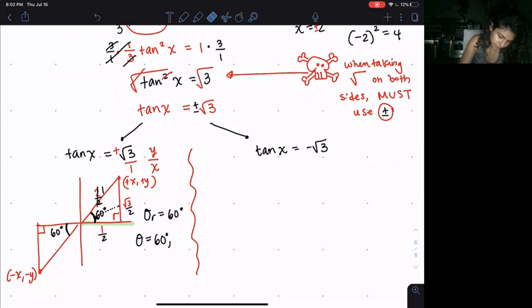Our second angle will measure all the way out here, so that's going to be 180 plus 60 degrees, which leaves us with 240 degrees. So far, so good.